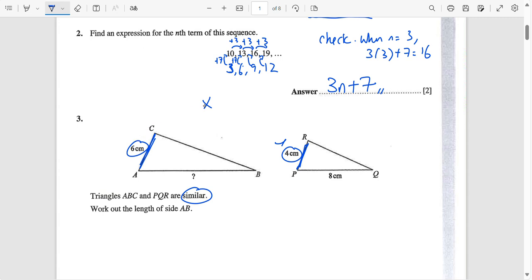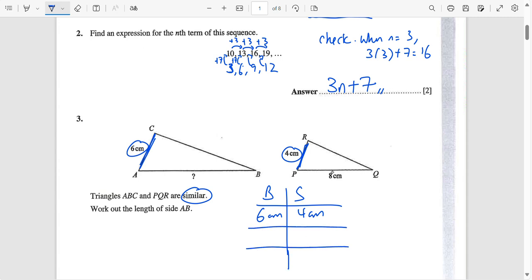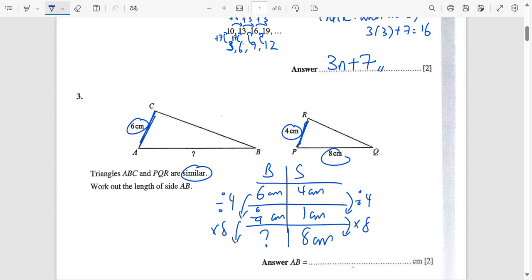Okay, never mind. Let's do this method. Okay, so you can see that the big triangle and the small triangle is 6 cm to 4 cm. Okay, so if the small triangle is 8 cm, what will be the big triangle? Right, so what you can do, you can find 1 cm first, you divide by 4, so it's 6 over 4. And now you times 8. Okay, what do you get? You get 12 cm, am I right? So the answer is 12 cm.